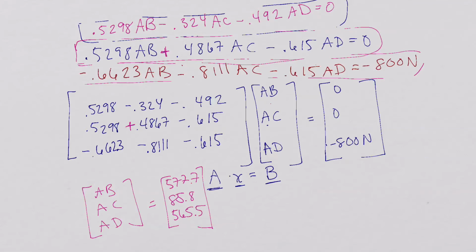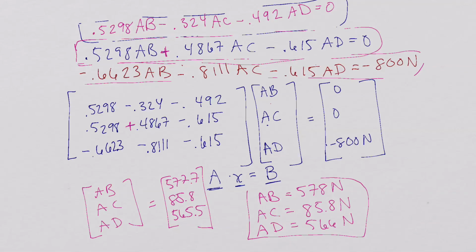And so that means that the magnitude of AB, so the tension in AB, is 578 newtons. AC equals 85.8 newtons. And AD equals 566 newtons. So good thing I caught that negative sign. If I hadn't, I would have been through all the frustration again. So make sure you just check and double check as you're going through these steps.